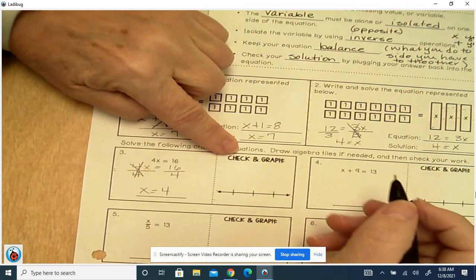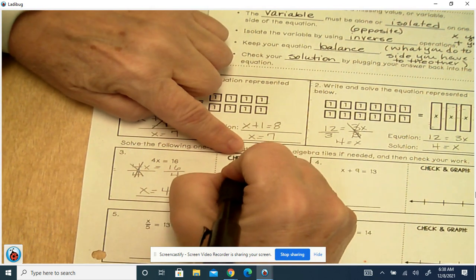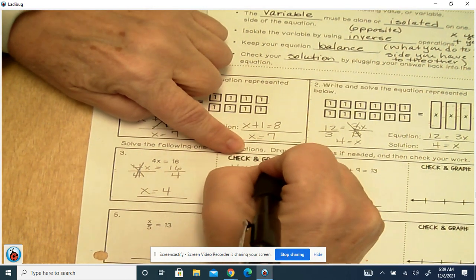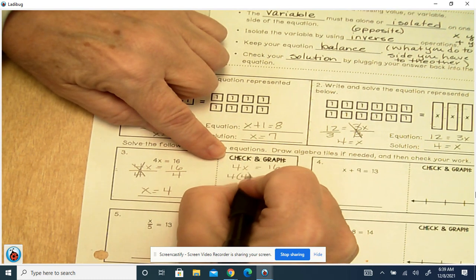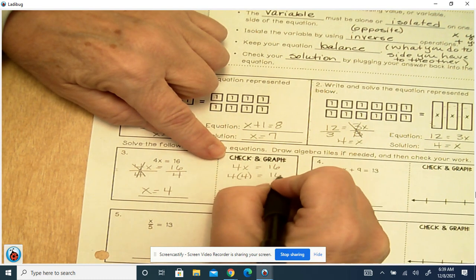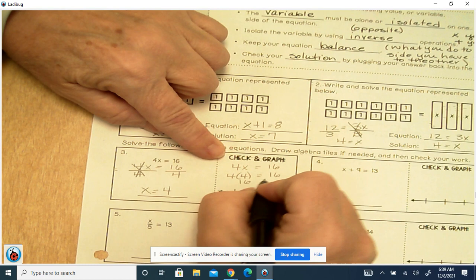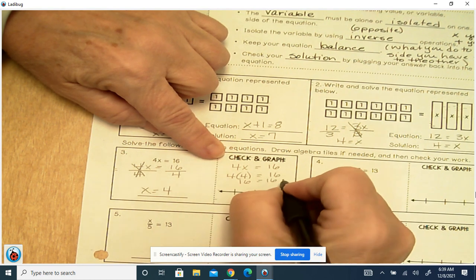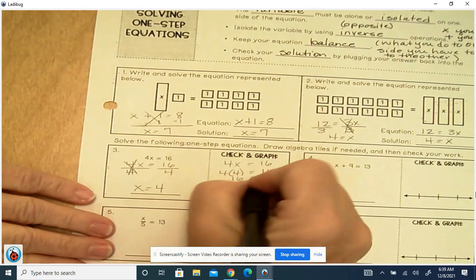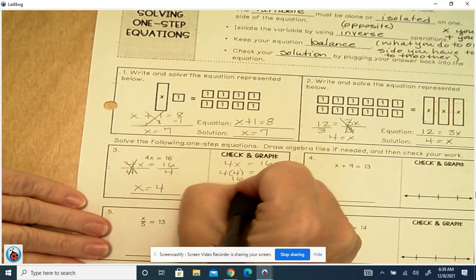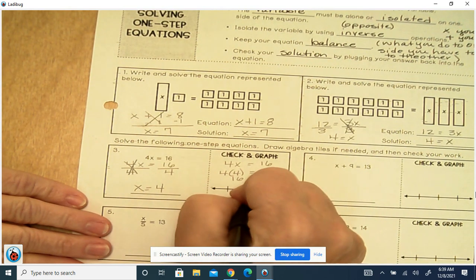And to check that, we would plug what we got for x in, which was 4. So if we do 4 times 4 equals 16, we get 16 equals 16. They're equal, so I know that that's right. And then to graph that, it's equal, so it's a closed circle, and it's on 4.